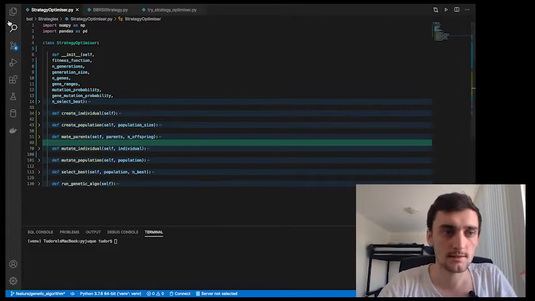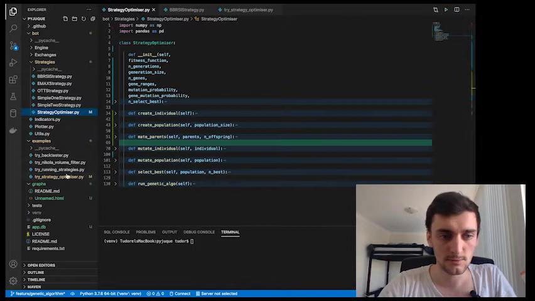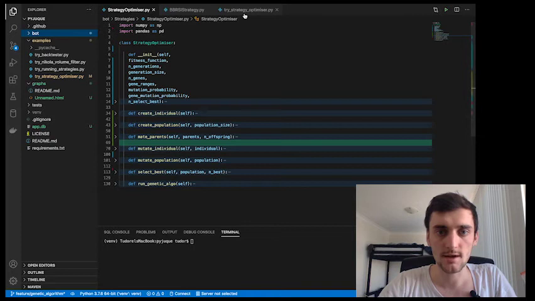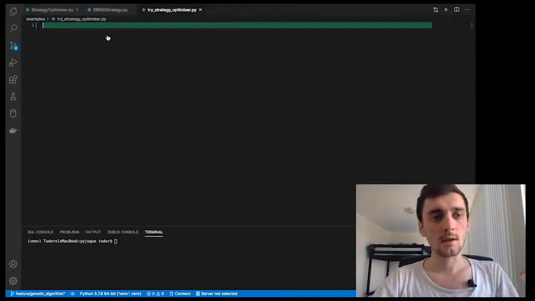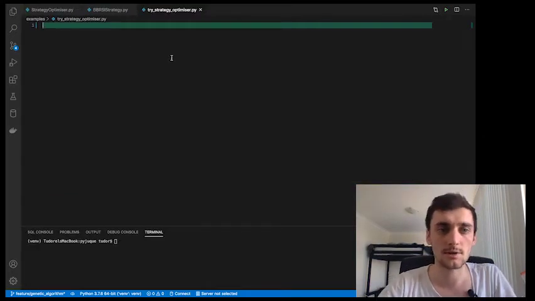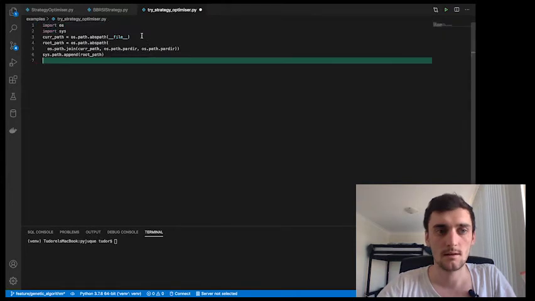So for this, inside of our examples folder, I've created a try strategy optimizer. And here's where I'll write the rest of the code. Now, a little bit of template code, so to speak, not really template, but this code allows us to run this particular file from the Pyjuque main folder. So we don't need to cd into the examples folder and run it from there. We can just run it from Pyjuque.